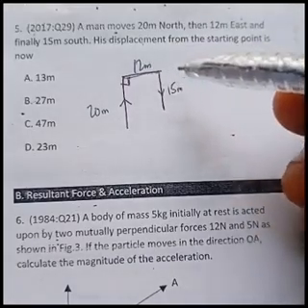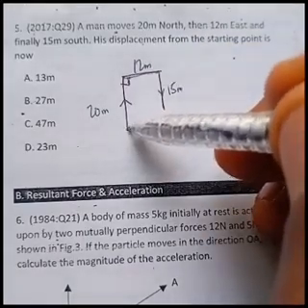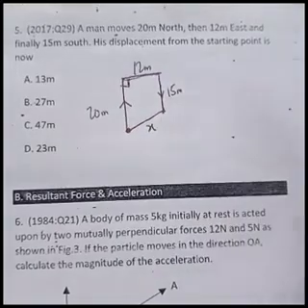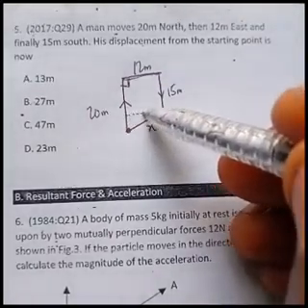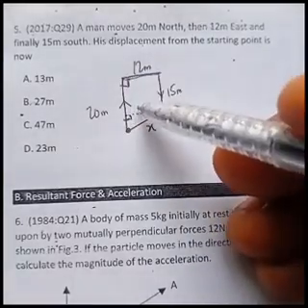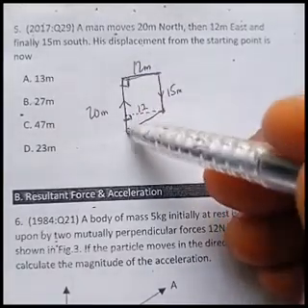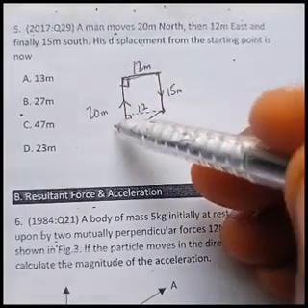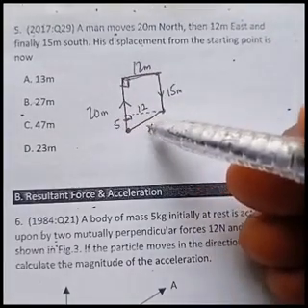This is the displacement from the starting point. The man started from here and ends up here, so this is a displacement x. If we join this together, definitely this is 90 degrees. If this is 12, this is also 12. From here to here is 20. From here to here, which is the same thing as here, is 15. So when we remove 15 from 20, we get 5. So we are looking for x.